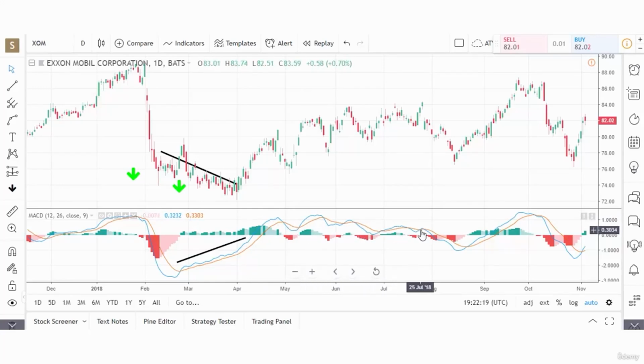It's above the 0 line until a cross here, back below the 0 line. The stock continued to move up as the MACD was in bullish territory, and as the MACD moved below 0, we have the stock coming back down and breaking this support level.